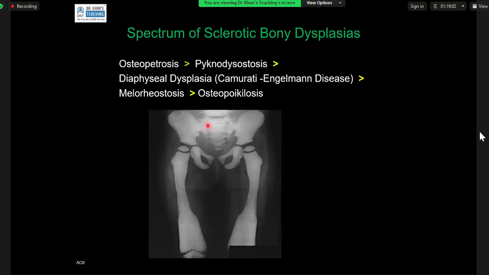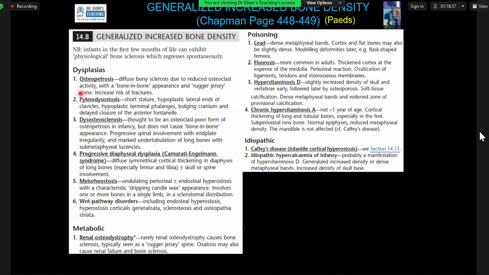Melorheostosis. And so if we come back, this is it: osteopetrosis, pycnodysostosis, whatever, but this is diffuse symmetrical cortical thickening in the diaphysis of long bones. And melorheostosis is a dripping candle wax appearance, which is usually on one or more bones in a single limb. So this one word will be so helpful in your exam.